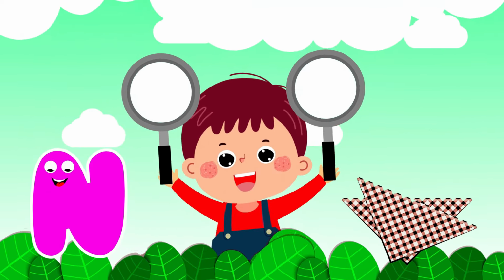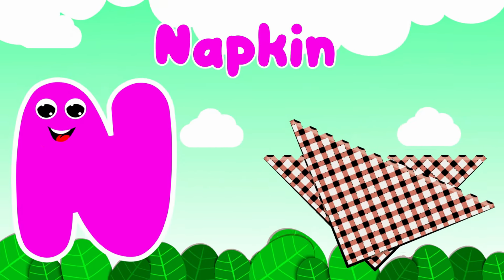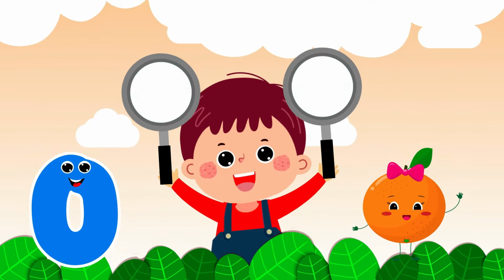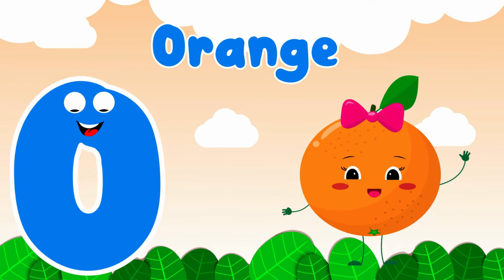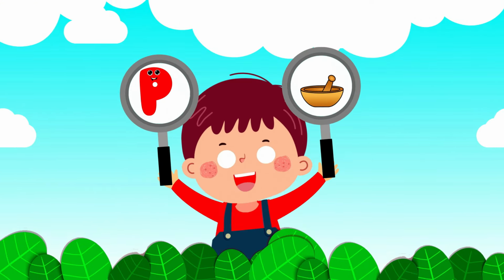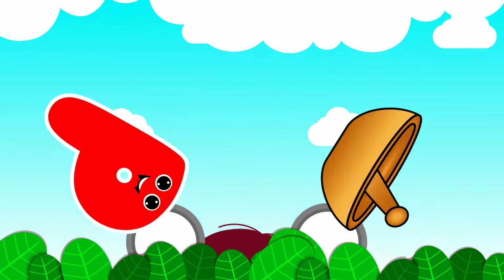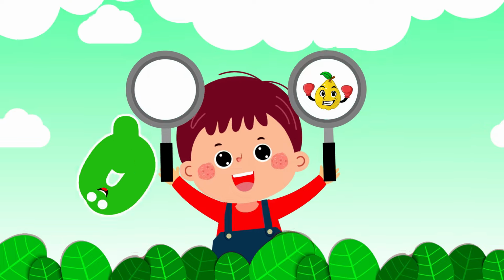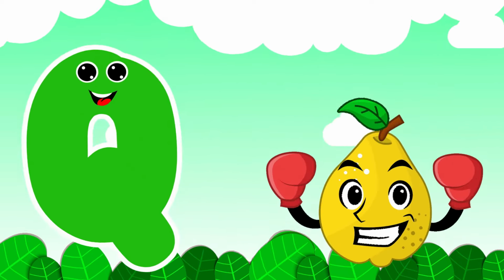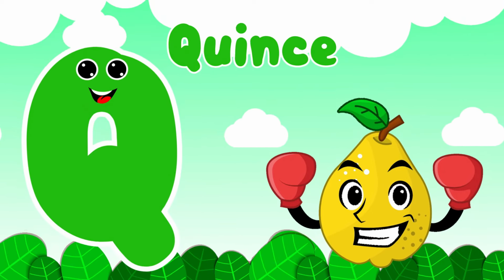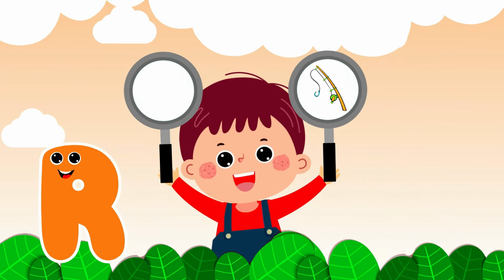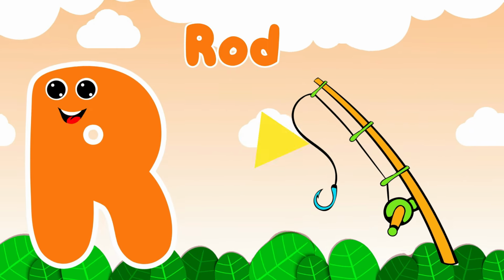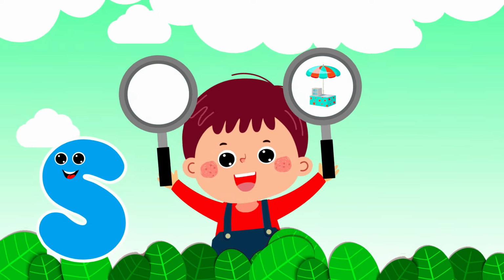N. Napkin. O. Orange. O. Orange. P. Pastel. P. Pastel. Q. Coins. R. Rod. R. Rod. S. Stall.